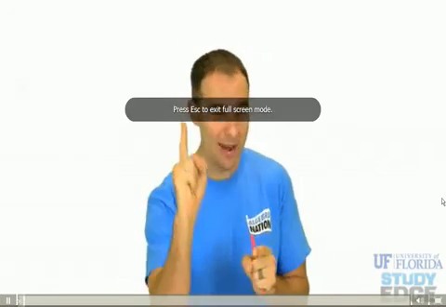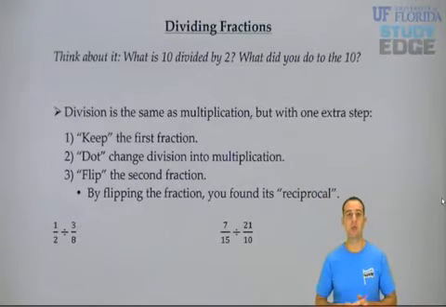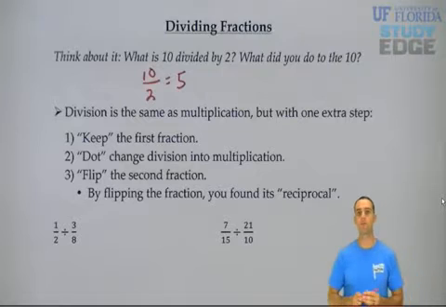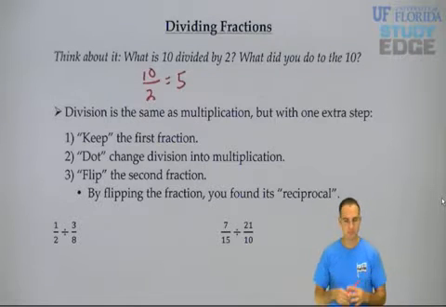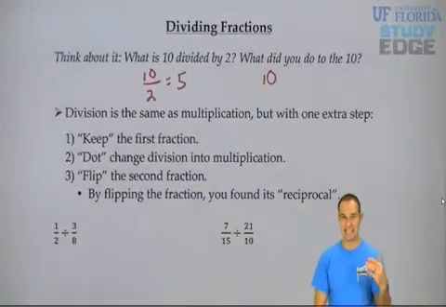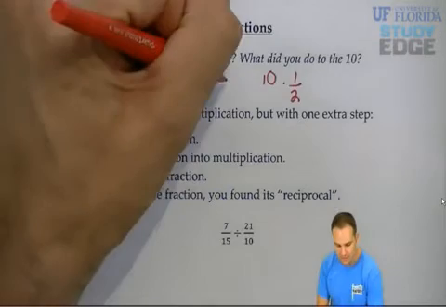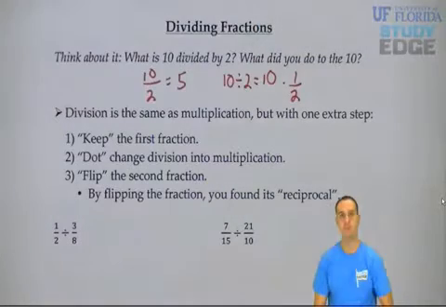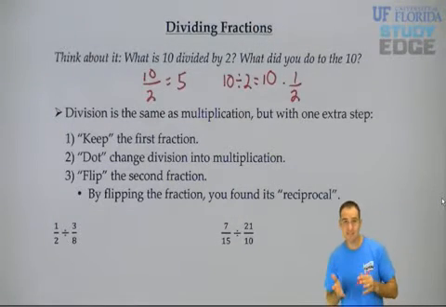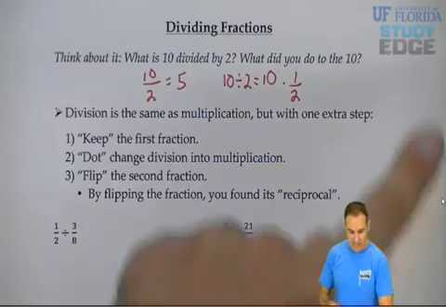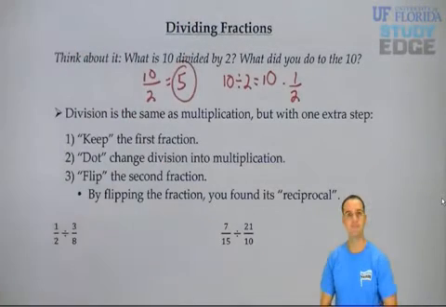Dividing fractions is basically like multiplying fractions with one extra step. So let's think about this. What is 10 divided by 2? Well, 10 divided by 2 would be, of course, equal to 5. But what did you do with the 10? Another way to think about this is that you basically cut it in half. You multiplied it by 1/2. So 10 divided by 2 is the same thing as 10 times 1/2. Regardless, the answer in any of these cases would equal 5.